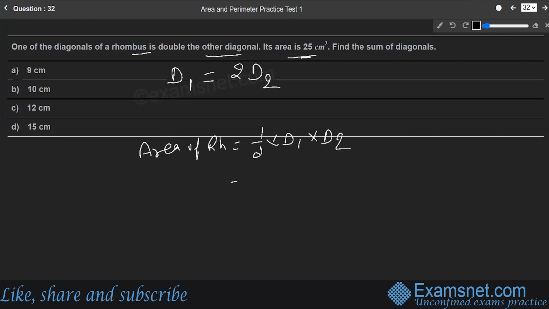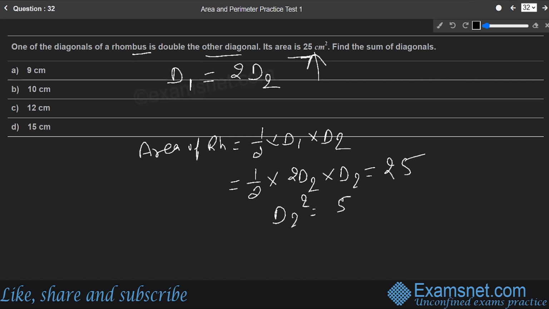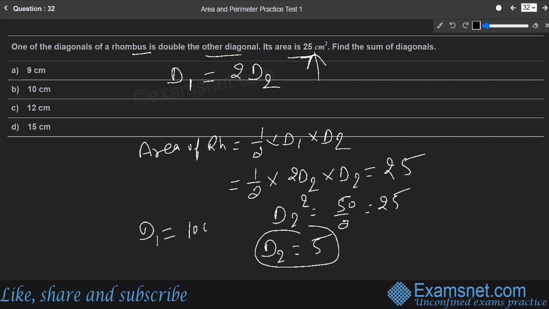Let us put down the values. So it can be written as half of D1, which can be replaced by twice of D2, into D2, is equal to the area. Area is already given to us as 25, so we can put 25 here. If we solve this further, this comes out to be D2 square is equal to 50 by 2, that is 25, which gives us the D2 value as root 25, which is 5. So diagonal number 2 has come as 5 and diagonal number 1 has to be twice of D2. So it is twice of 5, that is 10 centimeter.